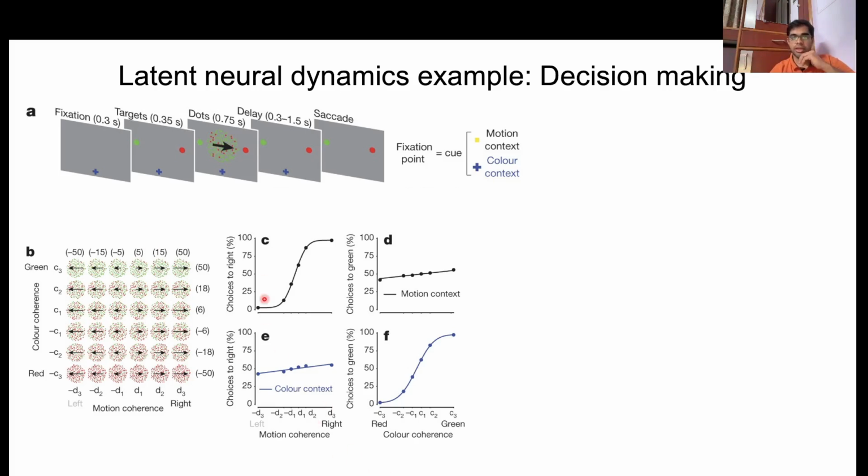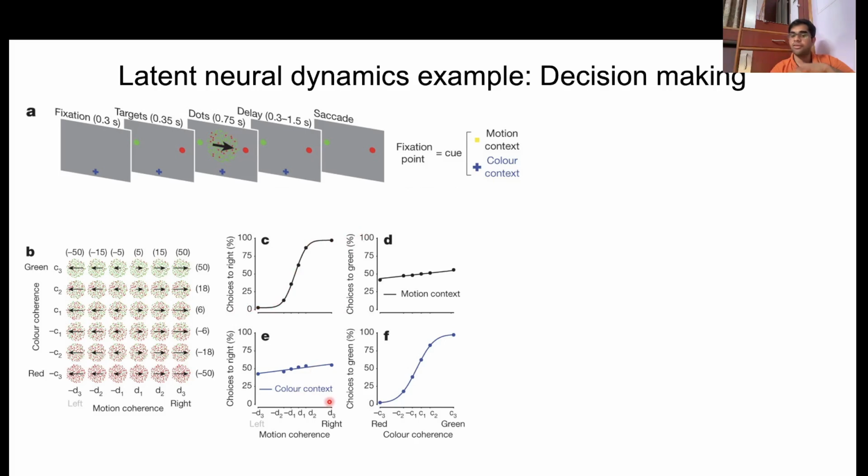So as you can see here, this is a motion context. In the motion context, choices to the green doesn't matter. Therefore, you don't see any proper psychometry in this figure, right? But here, since it's a motion context, the motion of the dots matters, and as the motion becomes more coherent toward the right, rightward responses should increase. So this shows that nice psychometric curve.